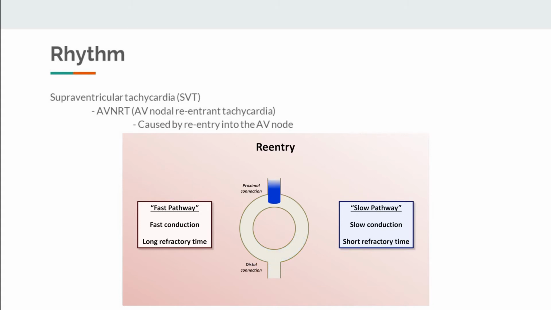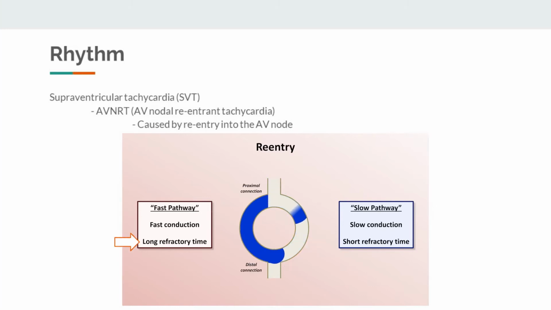But a part of it also goes backwards along the slow pathway until it's met by the action potential that split off earlier. These two action potentials cancel each other out, and we're back to where we started, ready for the next heartbeat. By the way, the fast pathway has a long refractory period, and the slow pathway has a short refractory period. As we will see in a minute, it's these variances in conduction speeds and refractory periods that can cause problems to arise.